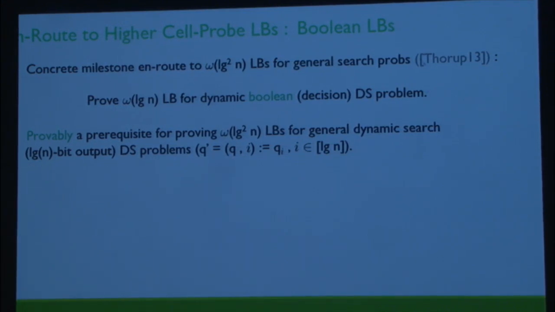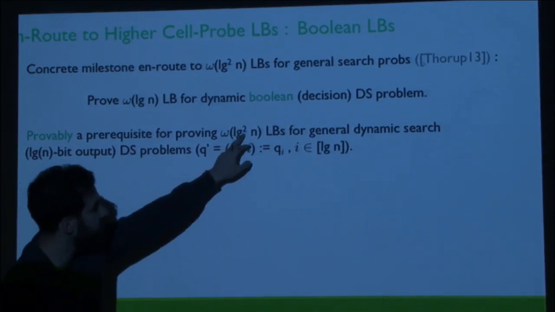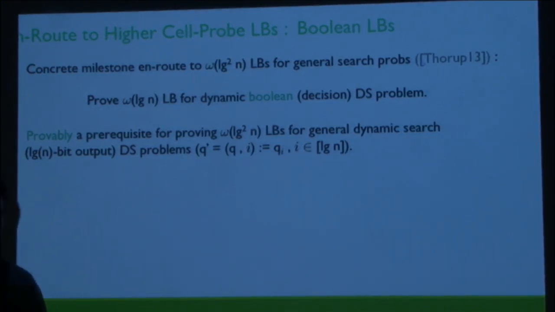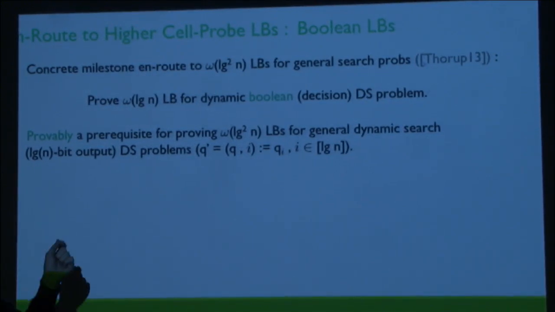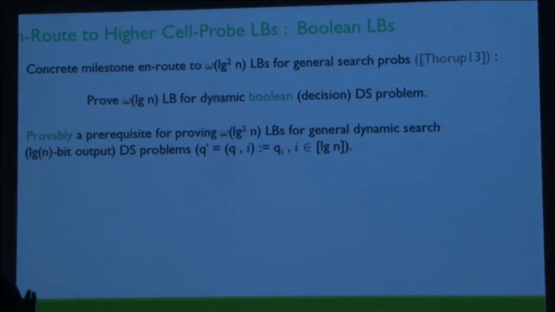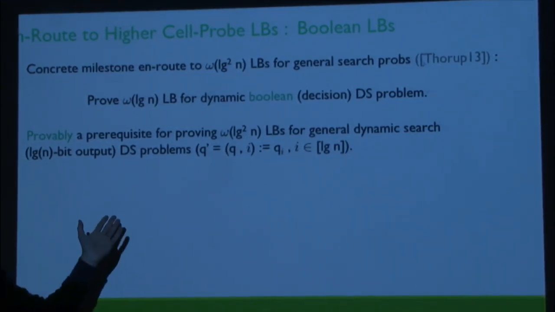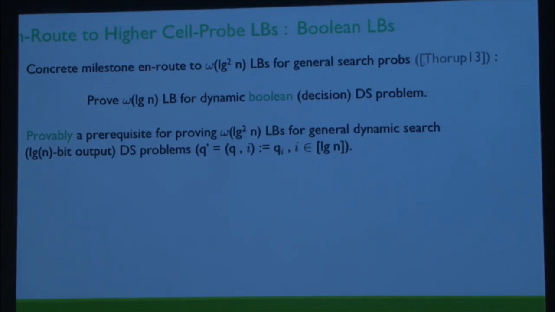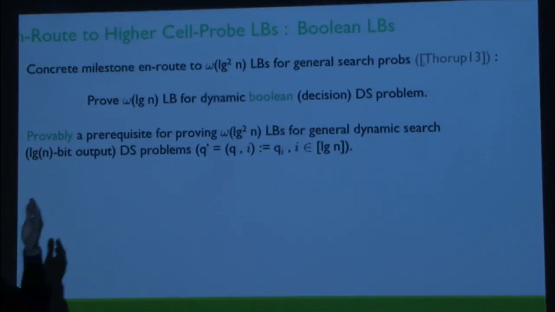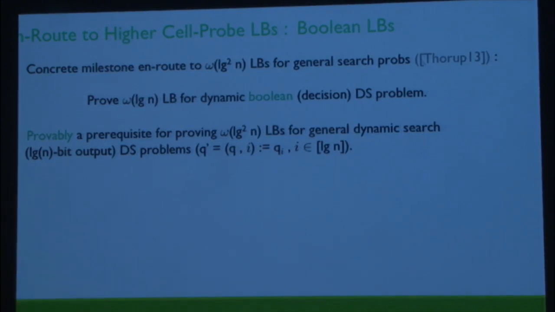Does that make sense? So why in fact couldn't Patrascu just use this reduction to prove log squared n, not super log squared n? No, because you lose a factor of log n. So if you have a lower bound for a large-bit problem, like Patrascu's, then you get the same lower bound for a Boolean problem divided by log n. So it gives you nothing.